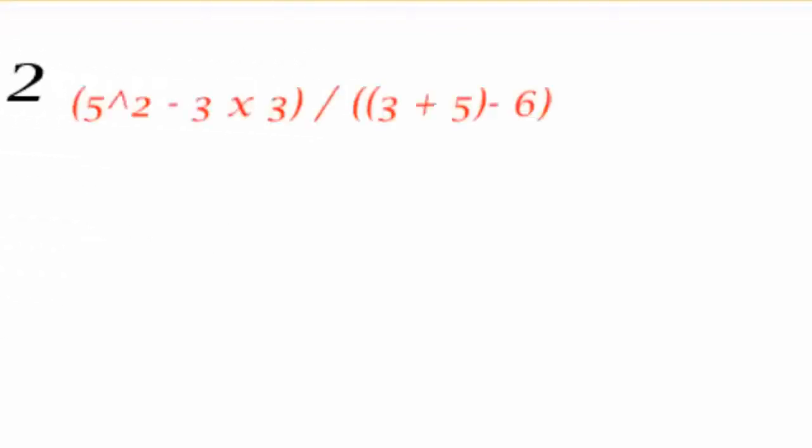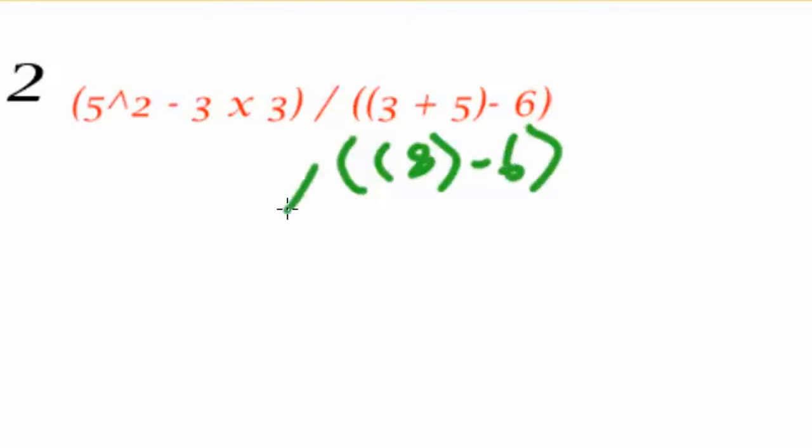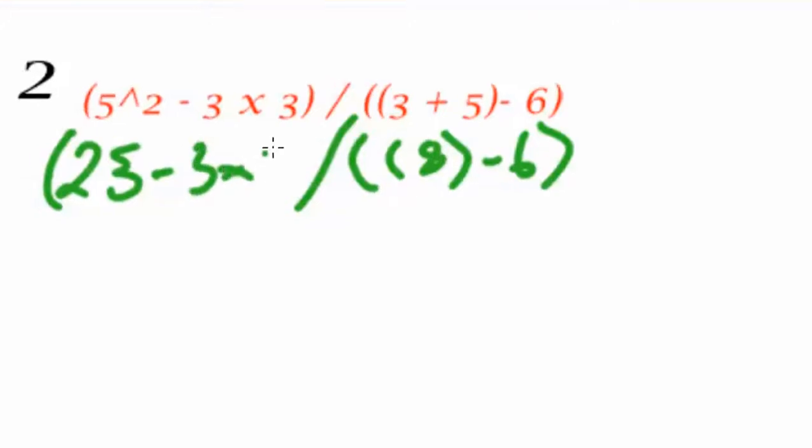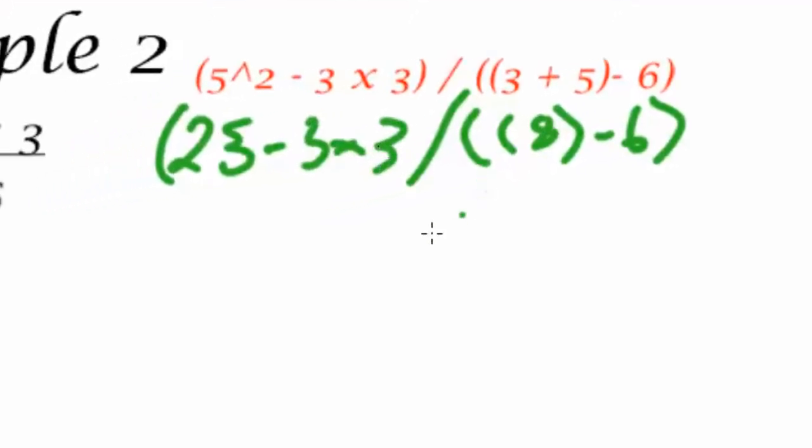I handle the parentheses a step at a time. 3 plus 5 in this parentheses will give me 8 minus 6, and that'll complete my bottom parentheses for now. Keep my big fraction bar, and in the top parentheses, I'll take 5 to the power 2, get 25, minus 3 times 3. I'll solve the bottom parentheses now. 8 minus 6 will give me 2, and there's nothing left down there. And 3 times the 3 on the top takes precedence, which gives me 9. So now I have 25 minus 9 on the top, which I can easily solve.